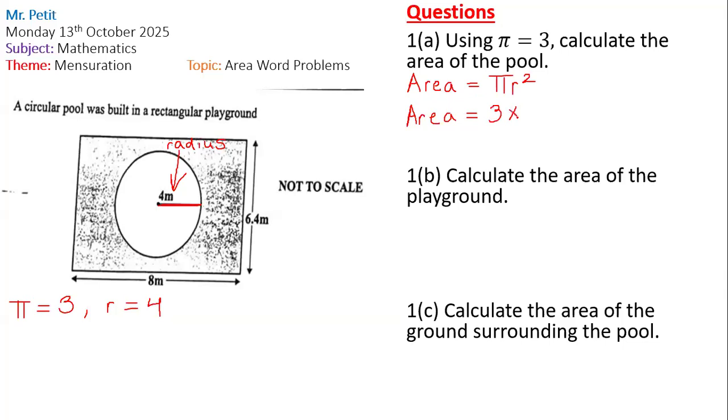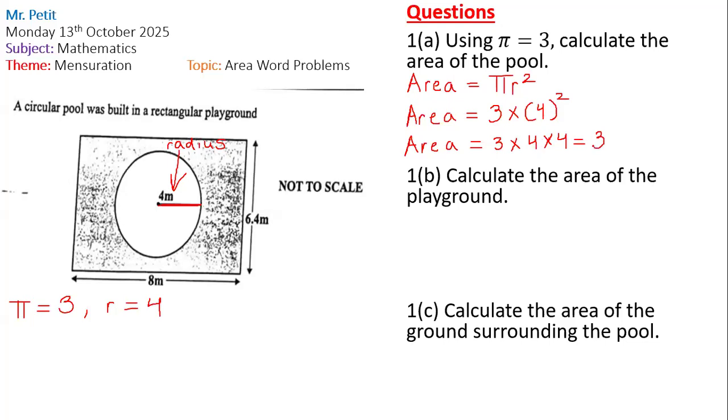Multiplied by the radius, which is what? 4. Very good. Squared. Now, when we do 4 squared, what is 4 squared? 16. Very good. But I want it in terms of numbers before you get 16. 4 times 4. Very good. So 4 squared is 4 times 4, and we know 4 times 4 is 16.